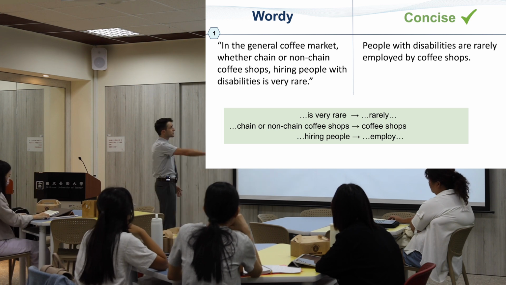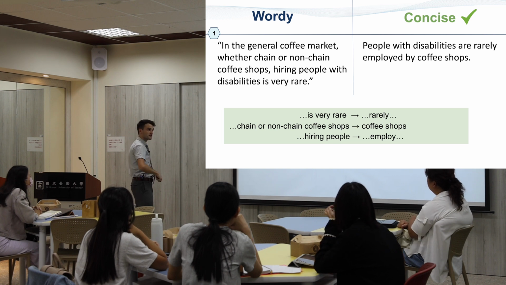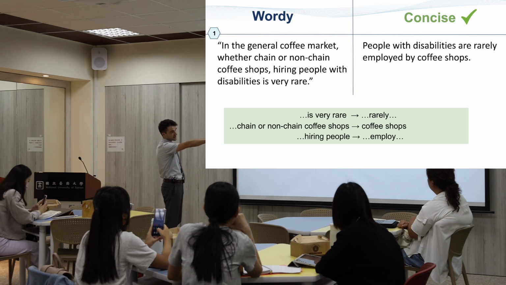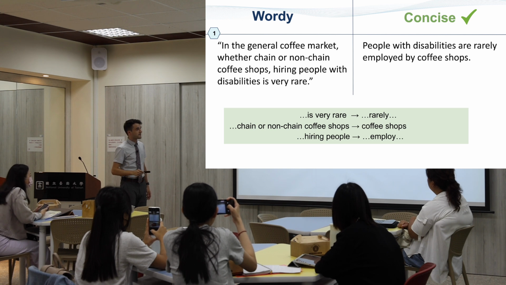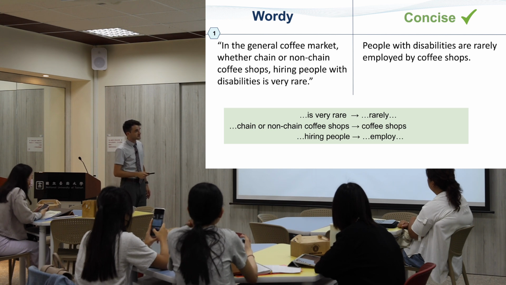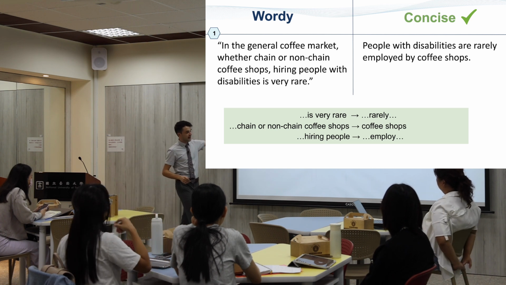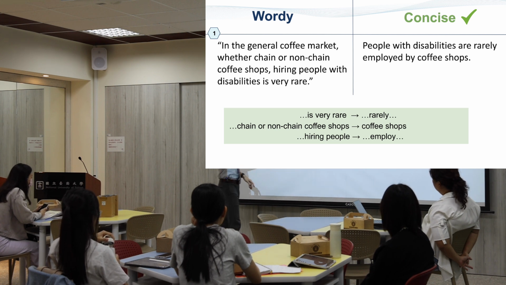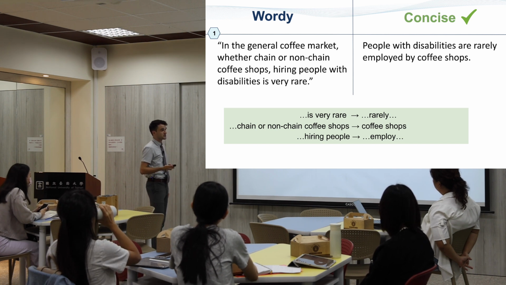It's really hard. So, in the general coffee market, whether chain or non-chain, coffee shops hiring people with disabilities is very rare. I wrote, people with disabilities are rarely employed by coffee shops in Taiwan. So this would be my first sentence. It says the same thing in fewer words, and I also got to add the word Taiwan. I'm assuming it's in Taiwan. So we put the location really early on, because that might be interesting for people.